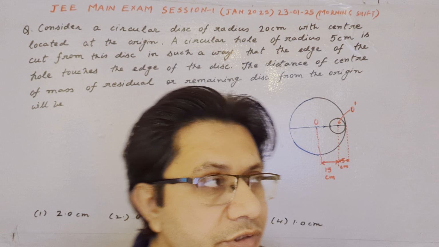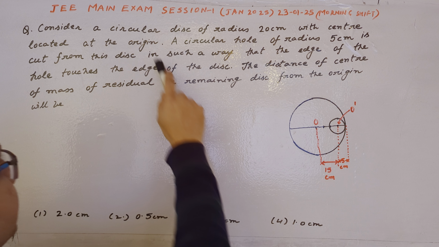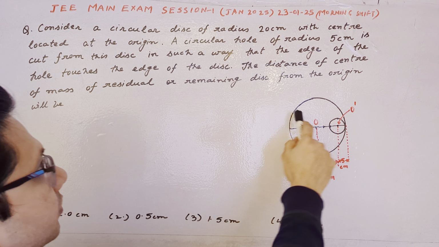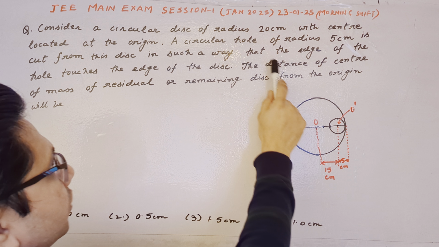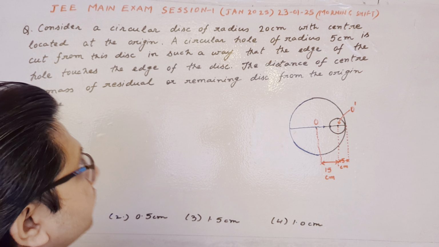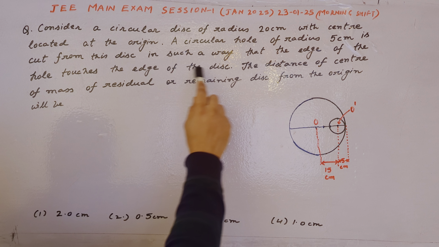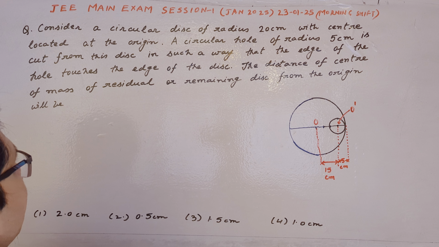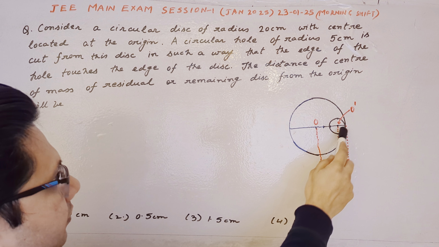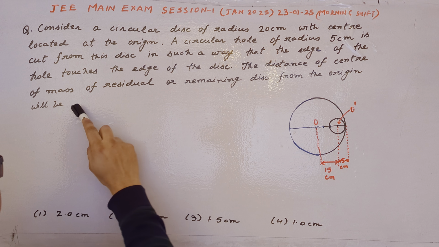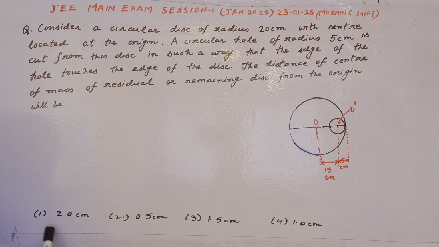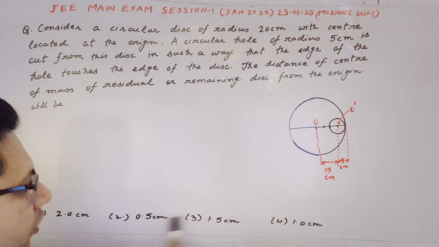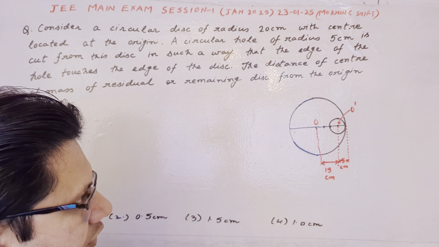Hello students, the question is, consider a circular disc of radius 20 centimeters with center located at the origin. A circular hole of radius 5 centimeter is cut from this disc in such a way that the edge of the hole touches the edge of the disc. The distance of center of mass of the residual or remaining disc from the origin will be option 1, 2 centimeters, option 2, 0.5 centimeters, option 3, 1.5 centimeters and option 4, 1 centimeter.